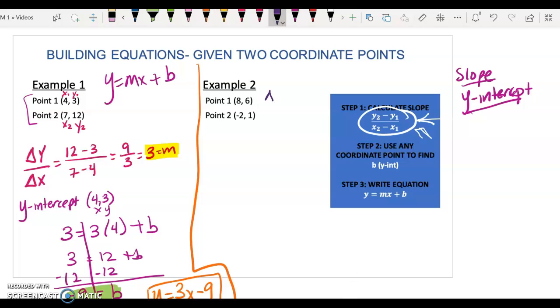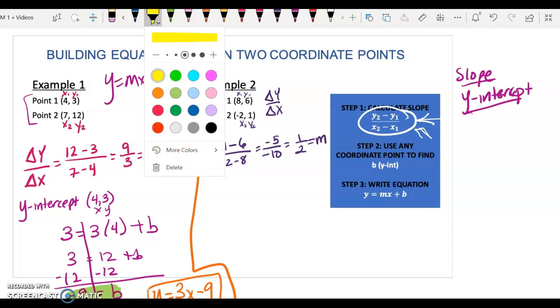Our second example is the same thing, and we're going to do it the exact same way. We are going to look for the change in y over the change in x using these 2 points. So these are my first point, x1, y1, and x sub 2, y sub 2. And I will go 1 minus 6 over negative 2 minus 8. This is m. 1 minus 6 is equal to negative 5, and negative 2 minus 8 is equal to negative 10, which simplifies to 1/2.